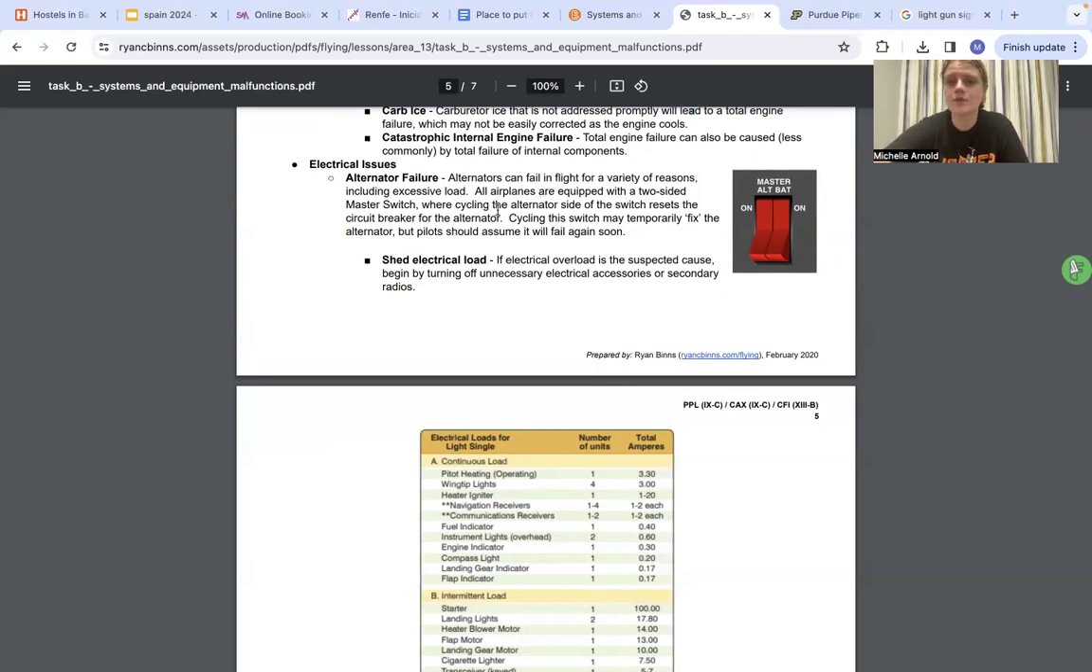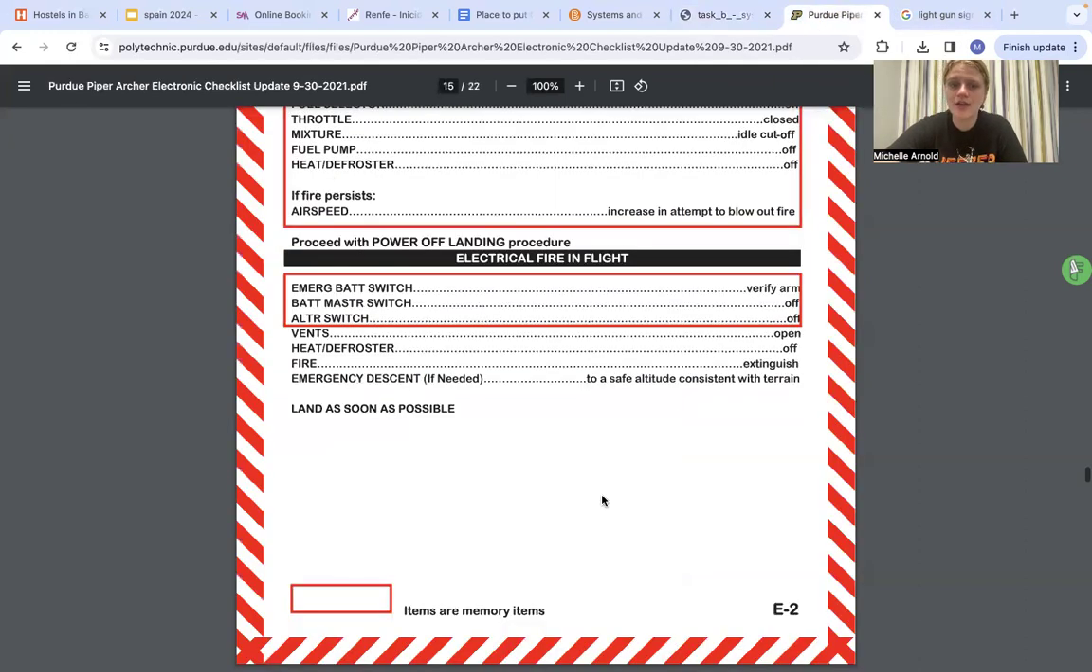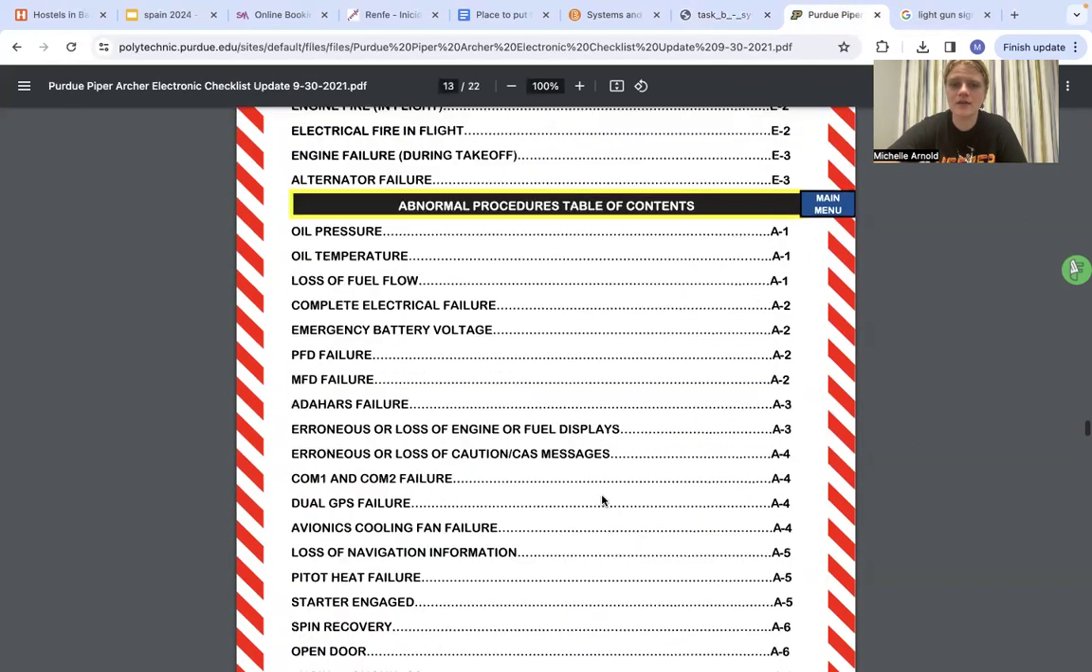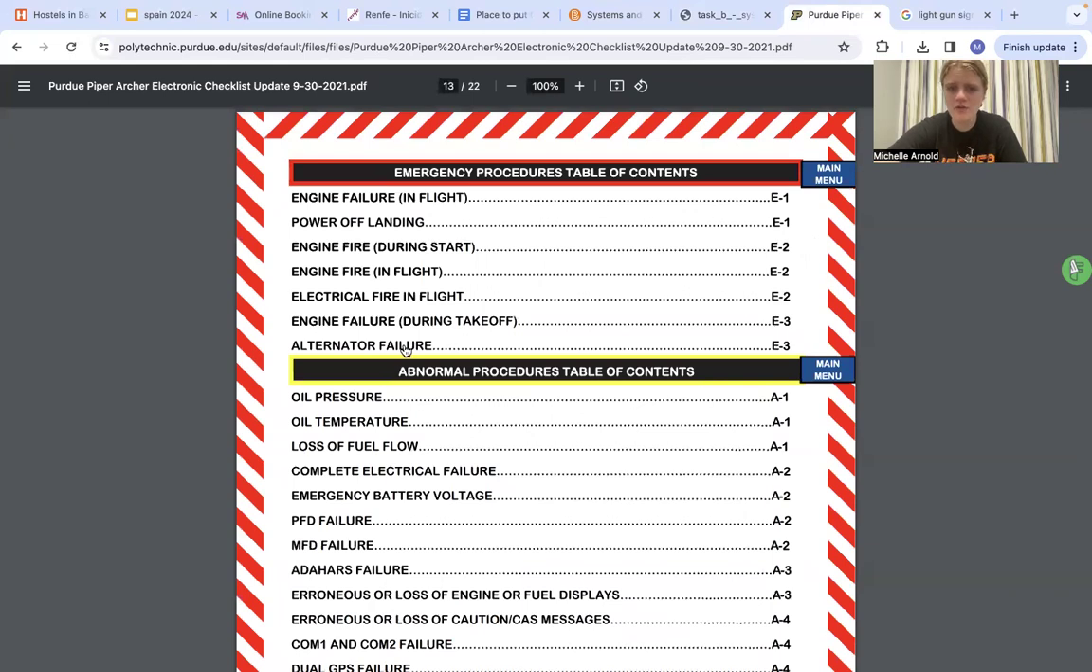All planes are equipped with a two-sided master switch, where cycling the alternator side of the switch can reset the circuit breaker for the alternator. So cycling the switch may temporarily fix the alternator, but you should assume that it will fail again. So we're going to go to the Purdue checklist. If you go back up to here, right here you have alternator failure.